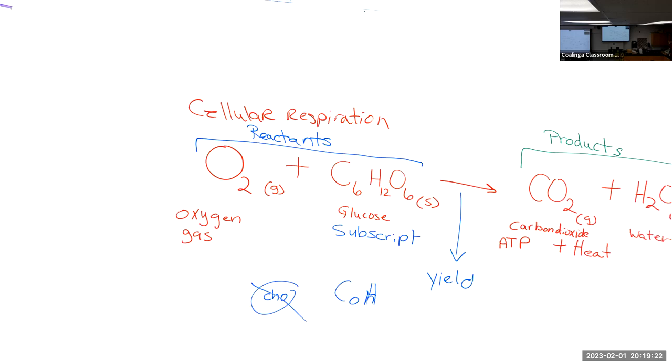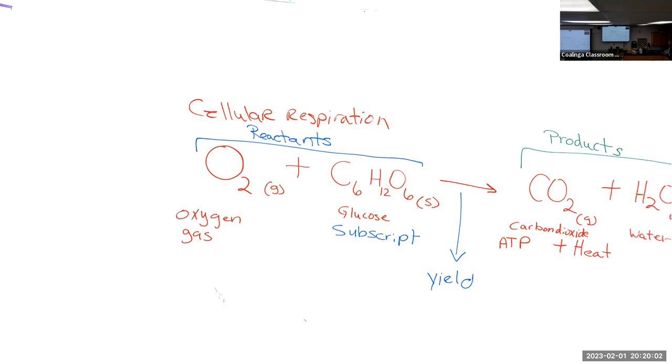Okay, so good question. Say the first reactant is glucose. Carbon, hydrogen, and oxygen don't necessarily create glucose, but they are components. That makes sense? But you can make glucose with the right type of carbon and oxygen.